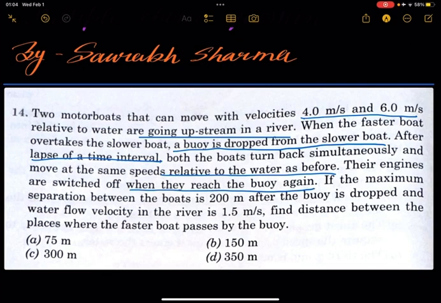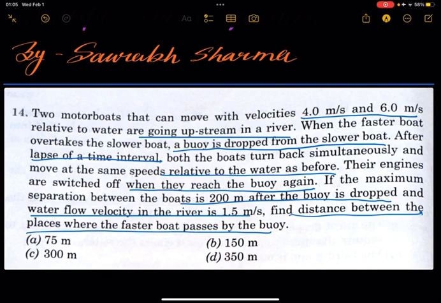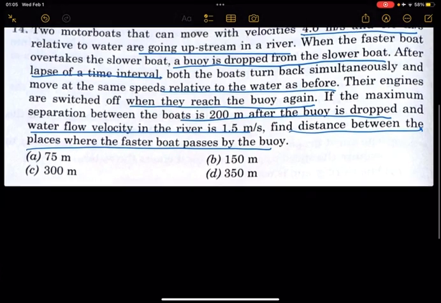If the maximum separation between the boats is 200 meter after the buoy is dropped, and the water flow velocity in the river is 1.5 meter per second, find the distance between the places where the faster boat passes by the buoy. So let's see the question.